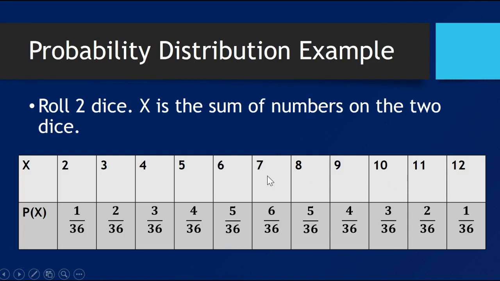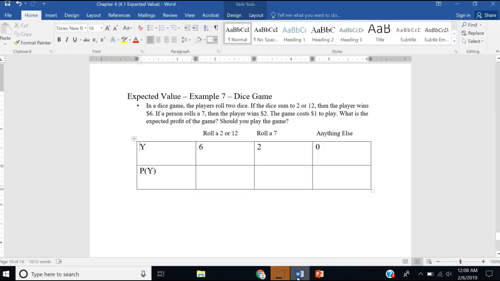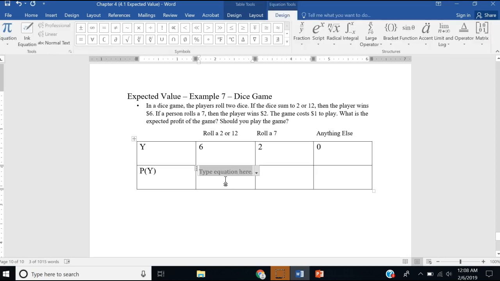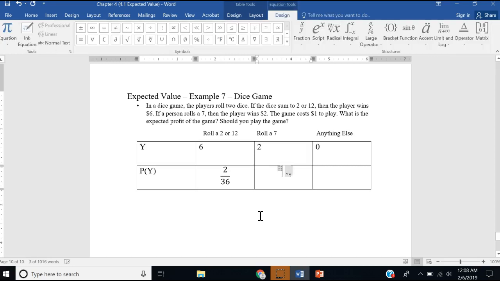Rolling a 7, we see there's a 6 in 36 chance. So that's all we have to do. We have to look at something like that, or again, check out that 6x6 grid and figure it out based off that 6x6 grid that we drew in the last video. So rolling a 2 or a 12 has a 2 out of 36 chance. Rolling a 7, well, that had a 6 out of 36 chance.